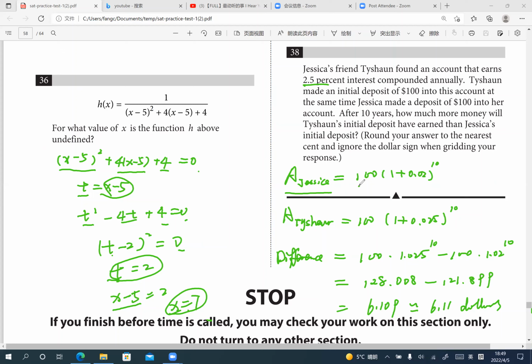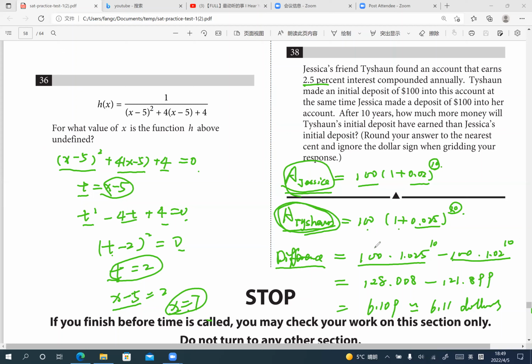So the value of Jessica's account after 10 years is equal to 100 times 1 plus 0.02, to the power of 10. And after 10 years, the value of Tyshawn's account is equal to 100 times 1 plus 0.025, to the power of 10. Then the difference is the account of Tyshawn minus the account of Jessica. We get 100 times 1.025 to the power of 10 minus 100 times 1.02 to the power of 10.